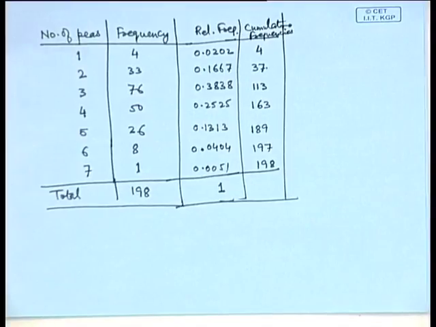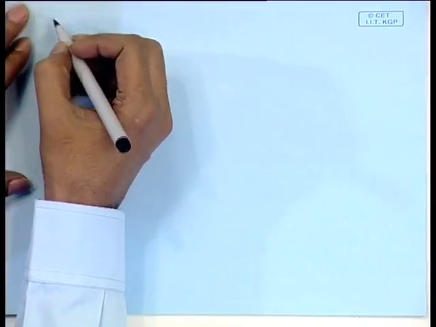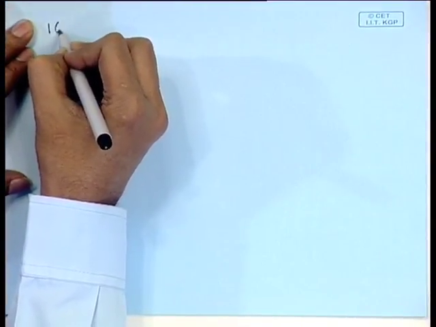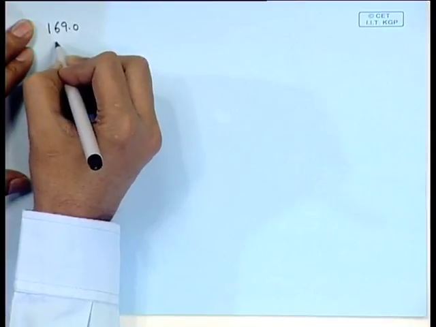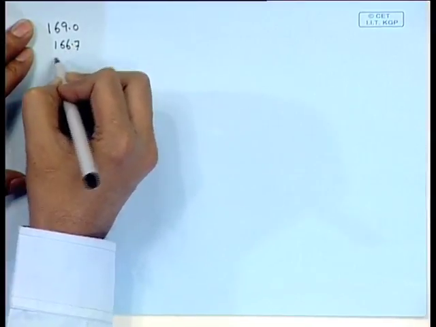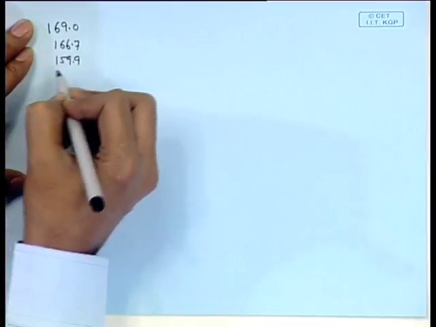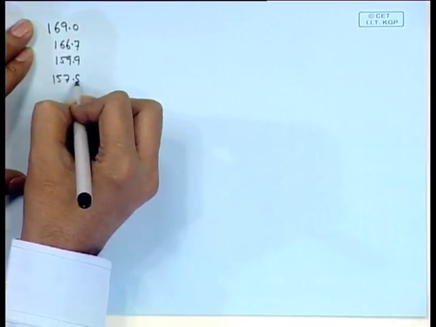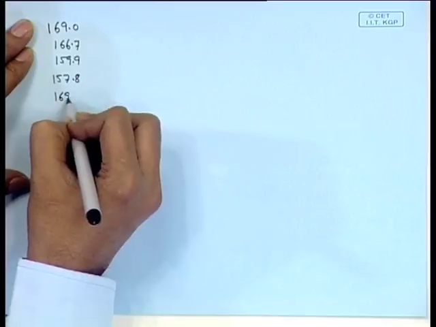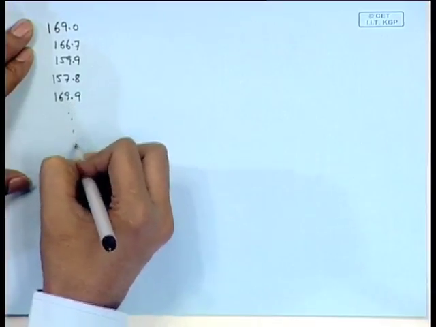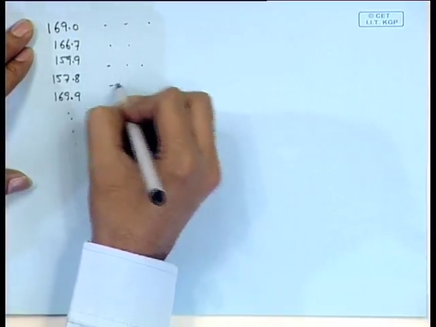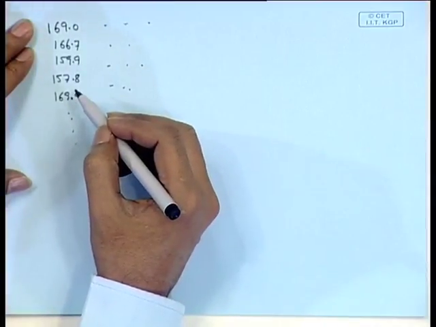once again we start with the raw data. So, raw data will be of the form, say, I will just give a few values here. The heights are recorded in centimeters of, say, Indian males. So, the heights may be in the form 169 centimeter, 166.7 centimeters, 159.9 centimeters, 157.8 centimeter, 169.9 centimeter, and so on. So, now from here we make classes.